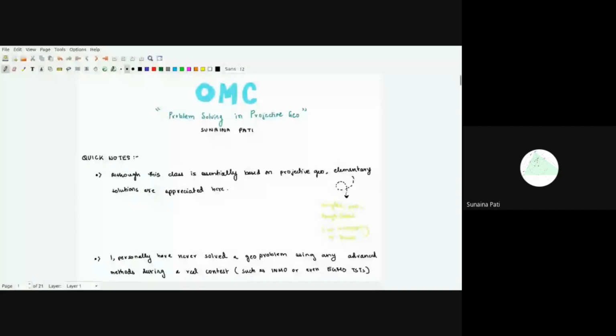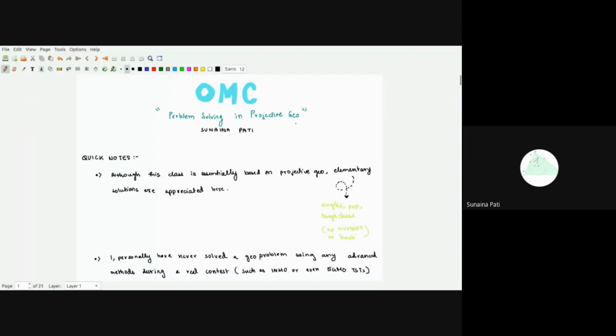Let me share the screen. One second. No, I haven't shared my screen. I'm starting right now. Do let me know if you can see my screen. Can you guys see it? Yeah. Okay.